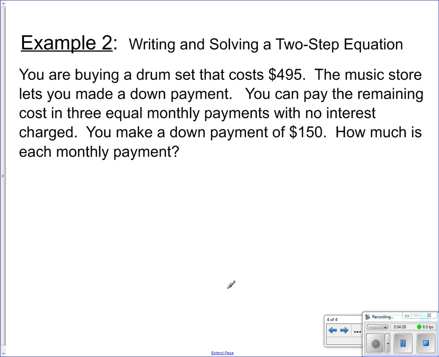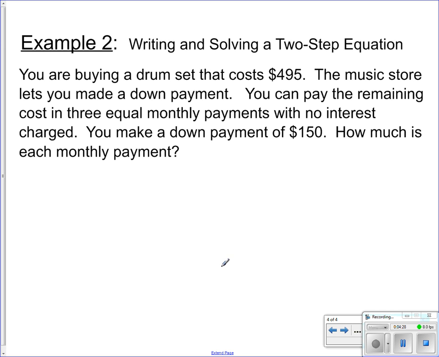In example 2 here, writing and solving a two-step equation. Again, we're going to practice our writing equation. So there must be a variable and a number on one side, and then the answer on the other side. This is two steps. They're going to have two numbers on one side: one either adding or subtracting, and one part either multiplying or dividing.